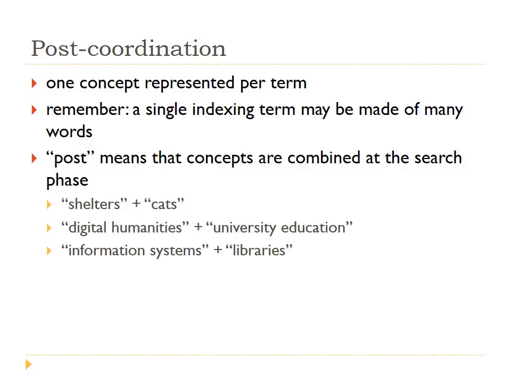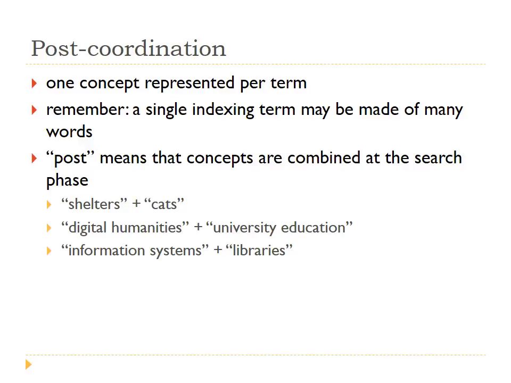In post-coordinate vocabularies, there's one concept per term. It doesn't mean one word per term, right? A single indexing term could be a phrase, like birthday cake. But we want to think here in terms of concepts. And we combine those concepts later. The user combines them at the search phase when they're formulating their query.